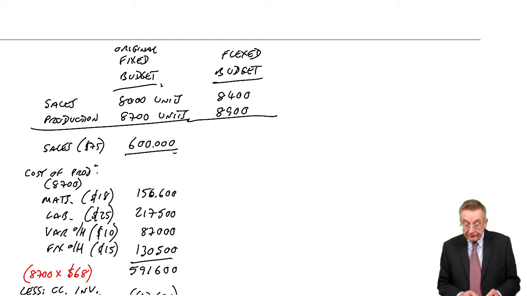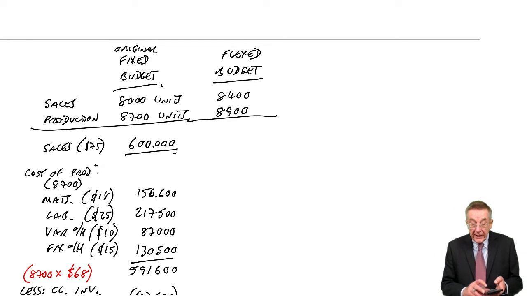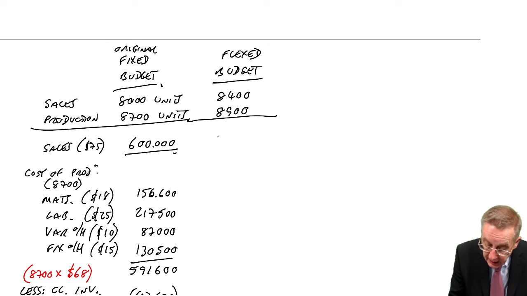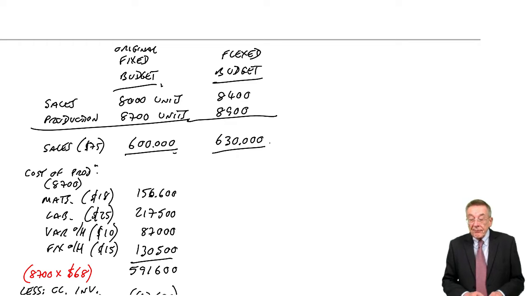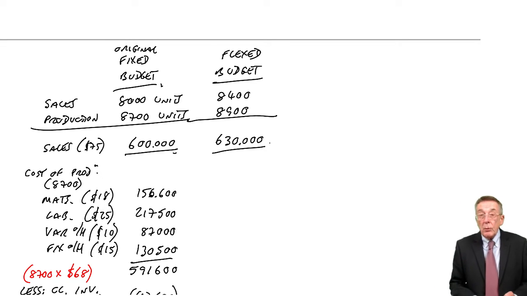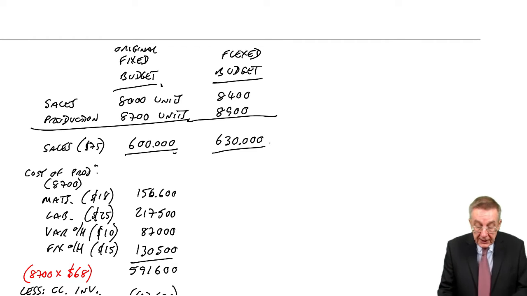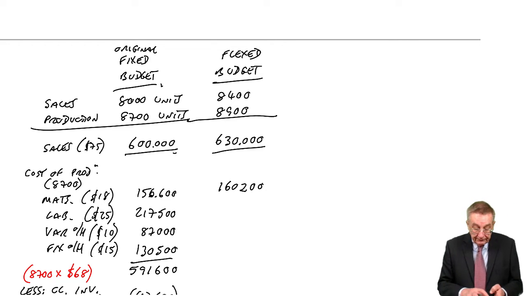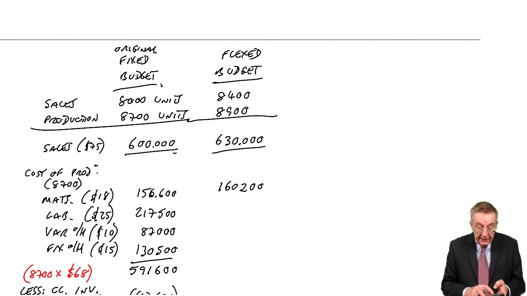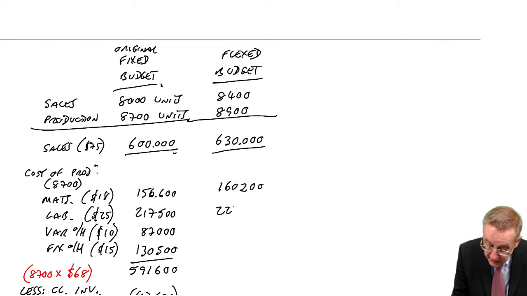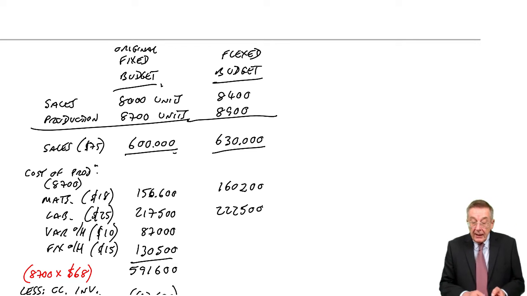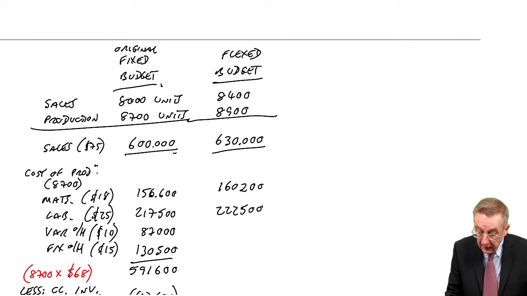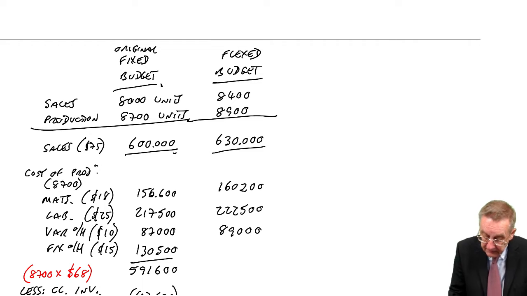So the sales revenue, 8,400, the selling price should be 75. And so we should have had revenue of 630. The costs of production, well, we produced 8,900. Materials should be 18 a unit, which is 160,200. Labour, 8,900 at 25 a unit, should be 222,500. Variable overheads, 8,900 at $10, 89,000.